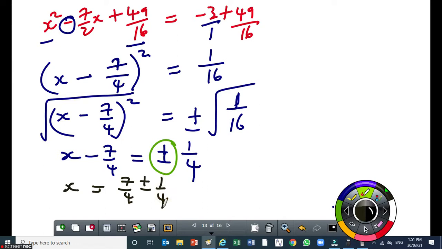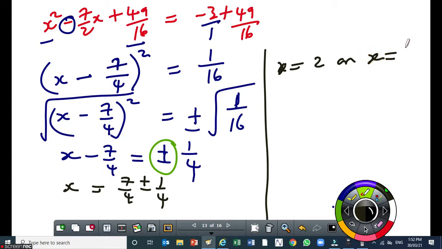If you simplify this or you split it up, you are going to get 7 over 4 plus 1 over 4, which is 8 over 4. So you get x equal to 2, or 7 over 4 minus 1 over 4 will give you 6 over 4, which is 3 over 2. So the second answer will be x equal to 3 over 2.